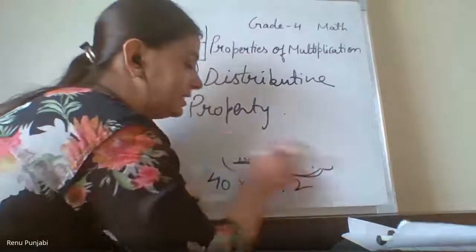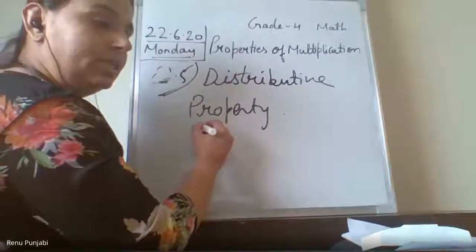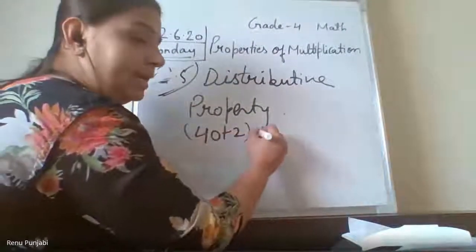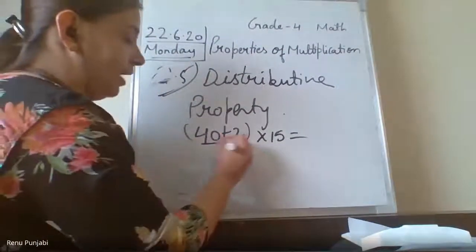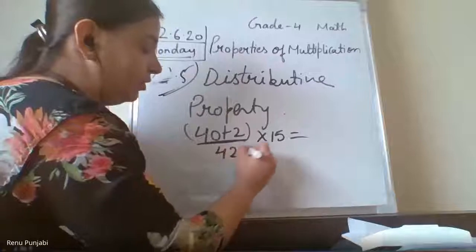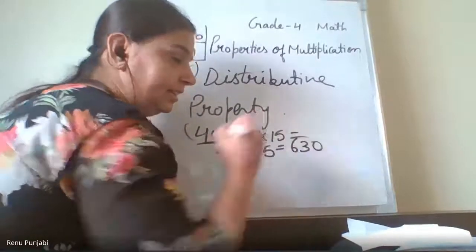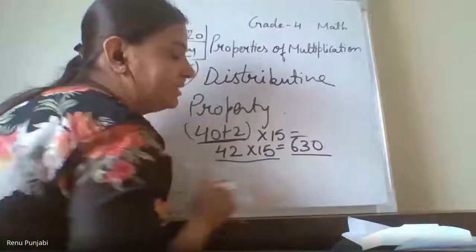I'll explain this again. Please pay attention here. Ma'am, we have to plus the 2 or multiply by 2? See, I will tell you how to do. See the example, 40 plus 2 multiplied by 15. In that case, you have to add these two. 42 multiplied by 15 gives you 630 as the answer. When you properly multiply it, you will get the answer 630.